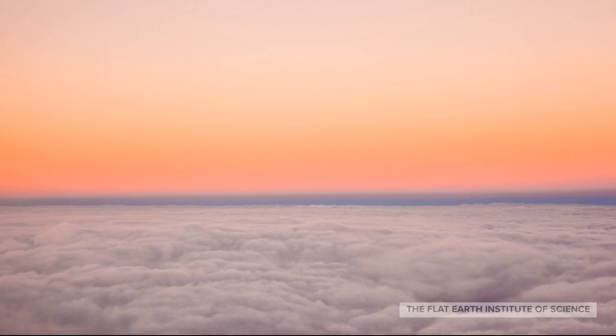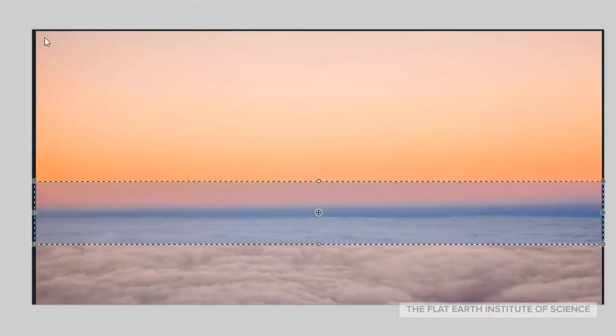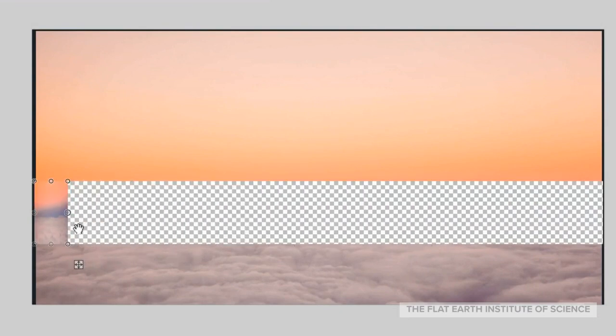Here's a nice pretty one, taken from above the clouds. Select. Scrunch. And does that look like it proves that the Earth is a globe? No, it just proves clouds are uneven.